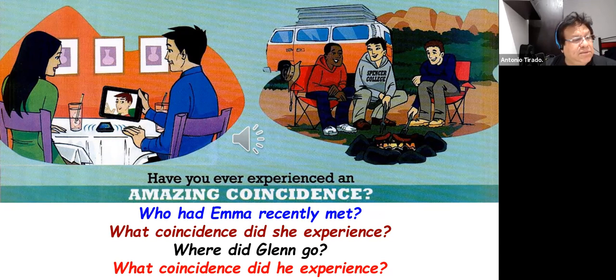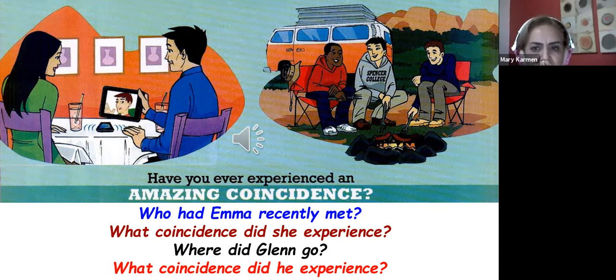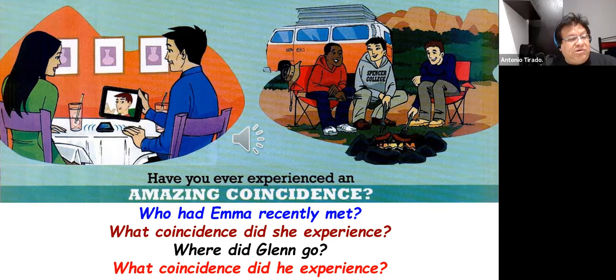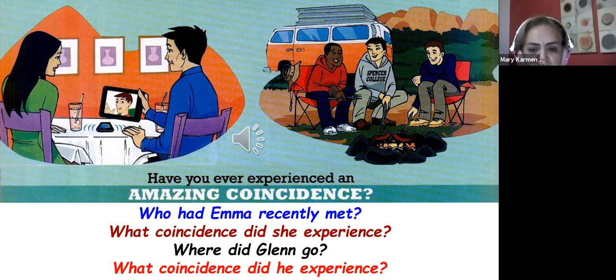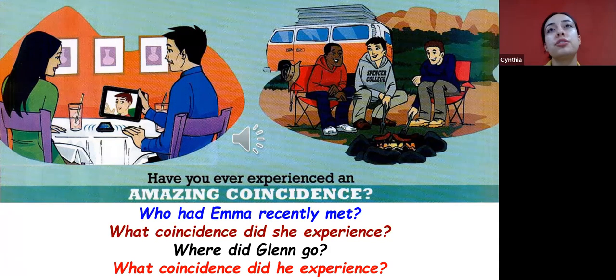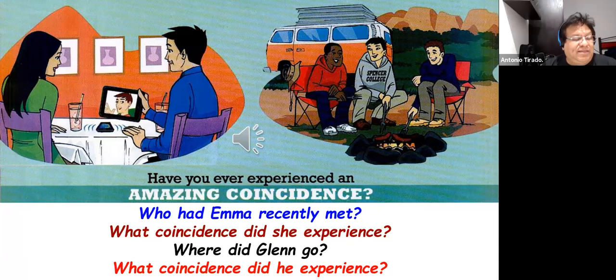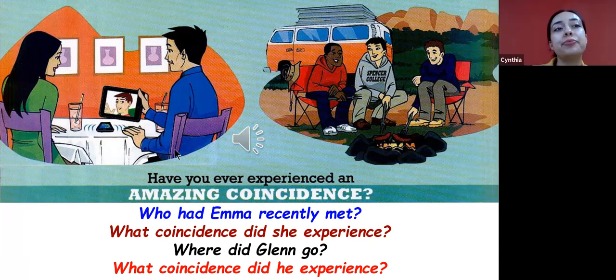Where did Glenn go? They went to the desert in Australia. Yes, the Australian outback, going to the desert. What coincidence did he experience? They graduated from the same school or college. From the same college, yes. The two guys appeared in a van, and the surprise was when he noticed that one of the guys had graduated from the same school, right? Yes.